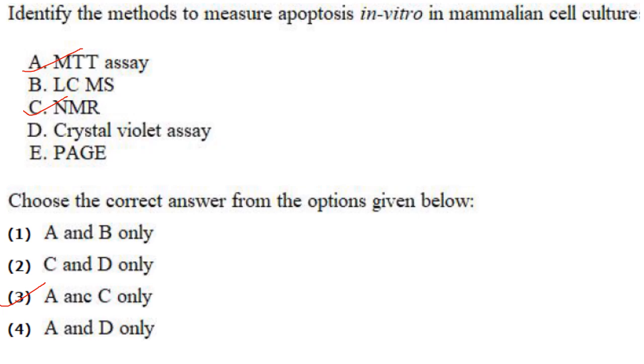The next one. Identify the methods to measure apoptosis in vitro in mammalian cell cultures. So MTT assay is used for measuring apoptosis in vitro in mammalian cell cultures, as well as NMR is also used. So the answer is A and C only, that is option 3.